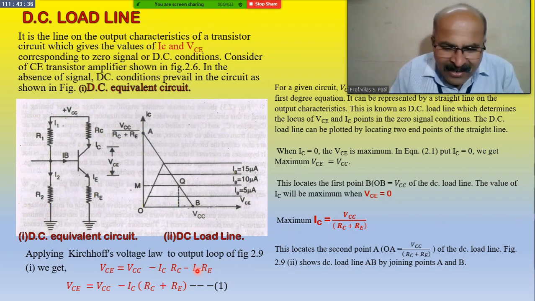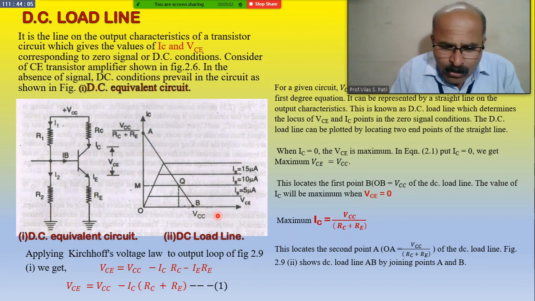त्यामुळे इथं ICRE झालं. इथं ICRC आहे. या दोघातून IC मी कॉमन घेतलं, कॉमन IC घेतल्यामुळे कंसात RC प्लस RE मिळालं. Then VCE is equal to VCC minus IC into (RC plus RE). ओके, आता या पॉइंटला काय आहे बघा, VCE is equal to 0. मी इथं दोन पॉइंट घेतोय.